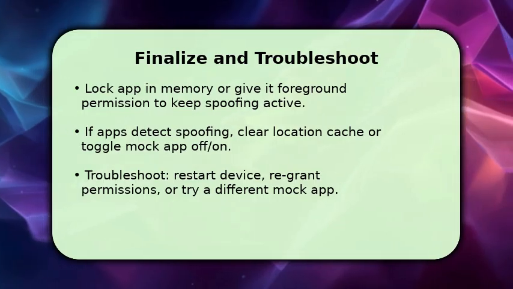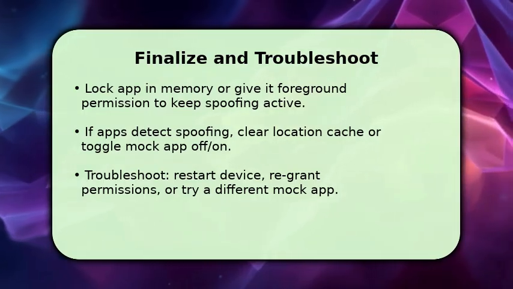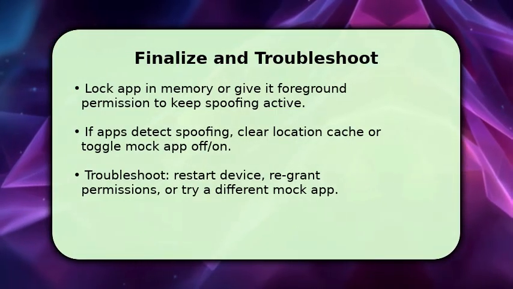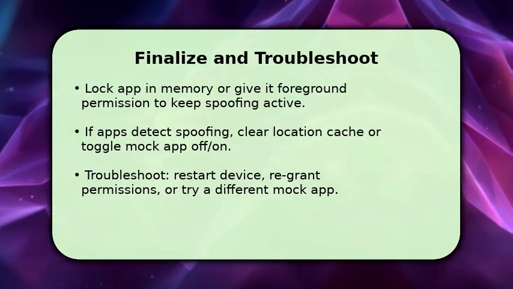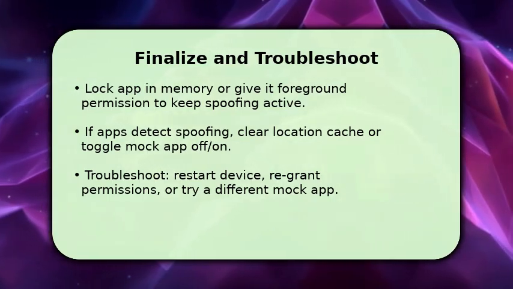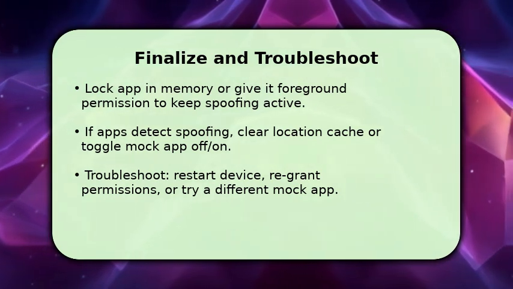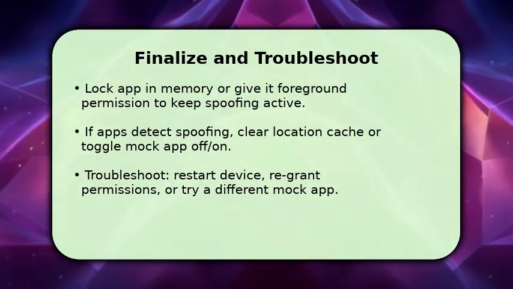If a target app detects spoofing, make sure to clear its cache, restart that app, or toggle mock permissions off and on to reset sensors. If things still go wrong, reboot the phone, regrant permissions, or try an alternative mock app. These steps usually resolve sensor fusion conflicts and restore a stable spoof.